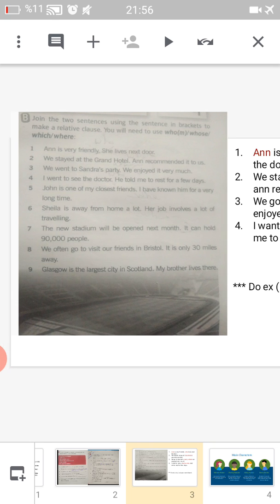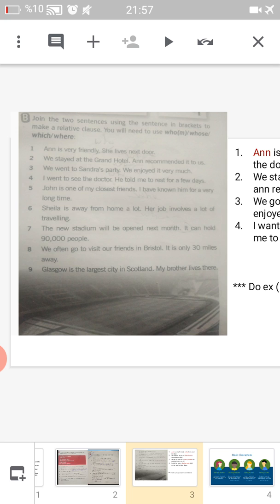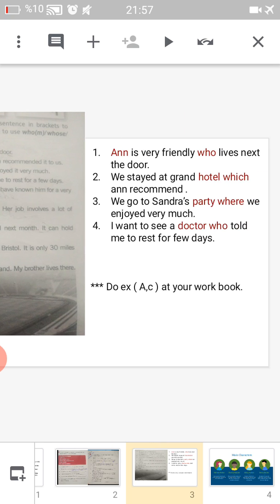Number two, we stayed at the Grand Hotel and Anne recommended it to us. Now, it refers to the Grand Hotel. The Grand Hotel is a thing, so we will use which. We will drop it and drop the full stop. The sentence will become: we stayed at the Grand Hotel which Anne recommended to us, sorry.